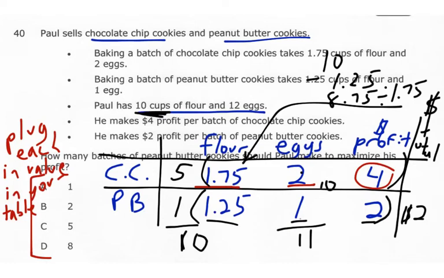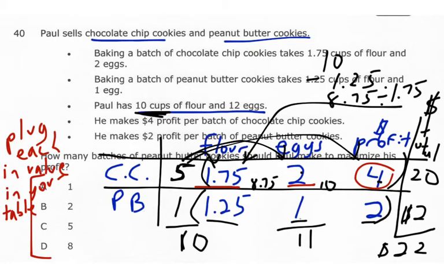And if we use 5 chocolate chip cookies, 5 times $4 of profit gives us 20. See, I'm just distributing that 5 to each of these. 5 times 1.75 gives us, what do we say? 8.75? Yep. So I just distributed each of those numbers there, and then I added them up. So my total profit is $22 if I use the first choice. I'm going to write that down. So 1 gives us $22.